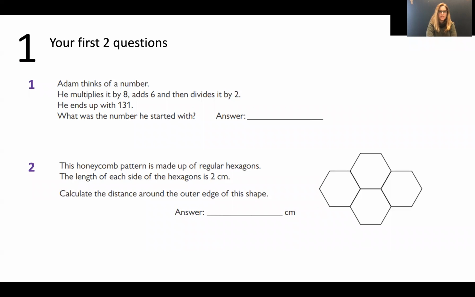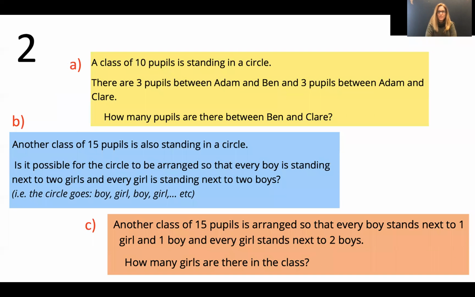First few questions. What was the number that Adam started with? And can you calculate the difference of the distance around the outer edge of this shape? Pause if you need to. Second question coming up. In 3 parts, you might find sketching a little circle might help you with some of these. Have a go. Pause if you need to.